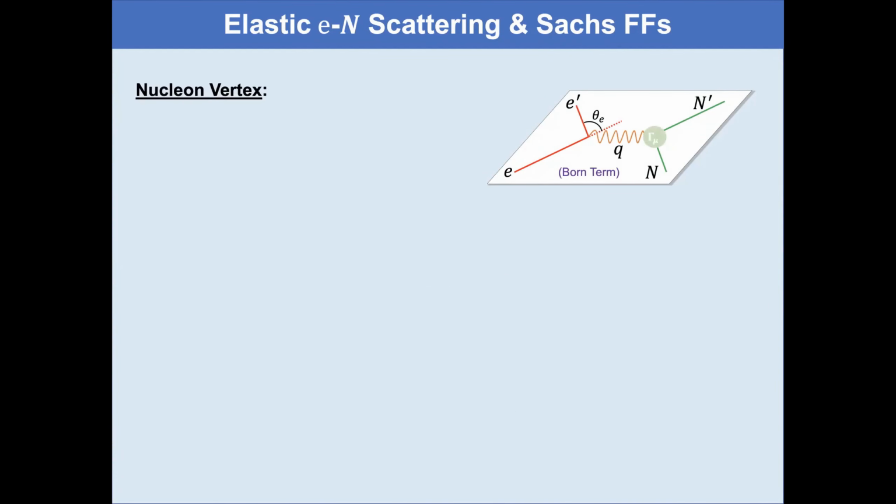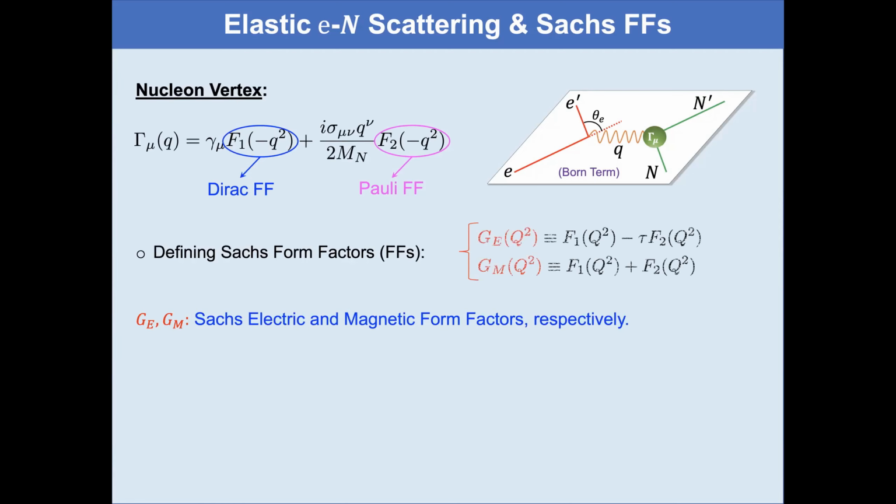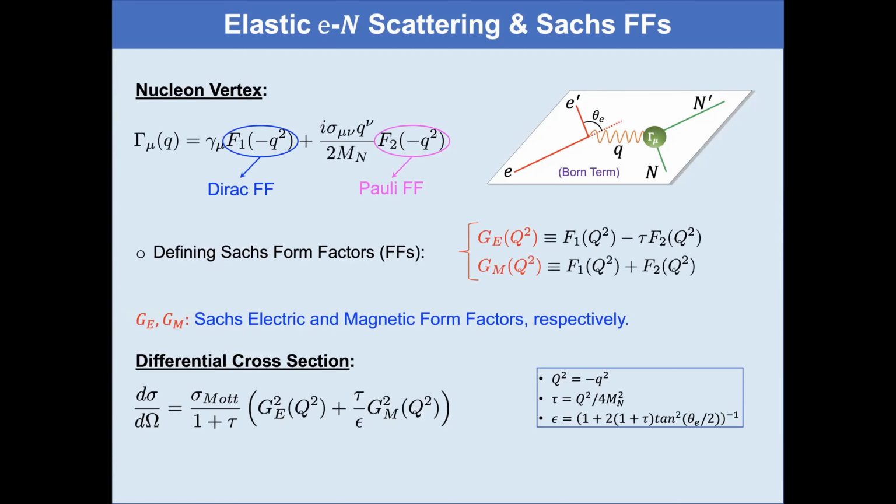The nucleon vertex gamma is given in terms of Dirac and Pauli form factors. Their linear combinations can be used to define the Sachs electric and magnetic form factors GE and GM. Finally, you can define the elastic electron-nucleon scattering cross-section in terms of them, so the Q-squared evolution of Sachs form factors may reveal the nucleon's internal structure.